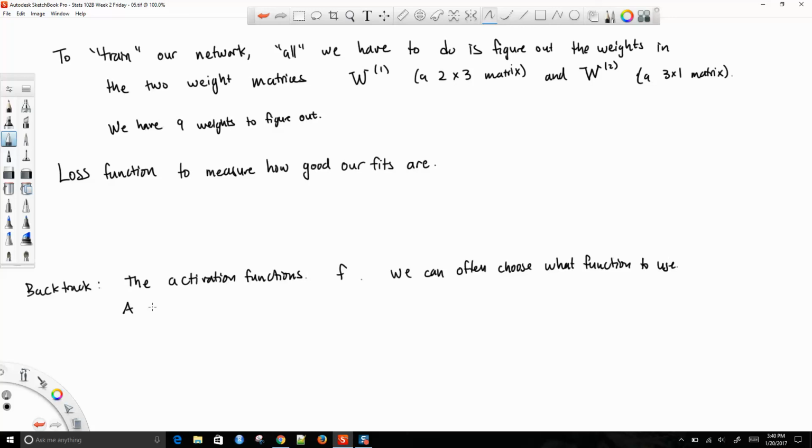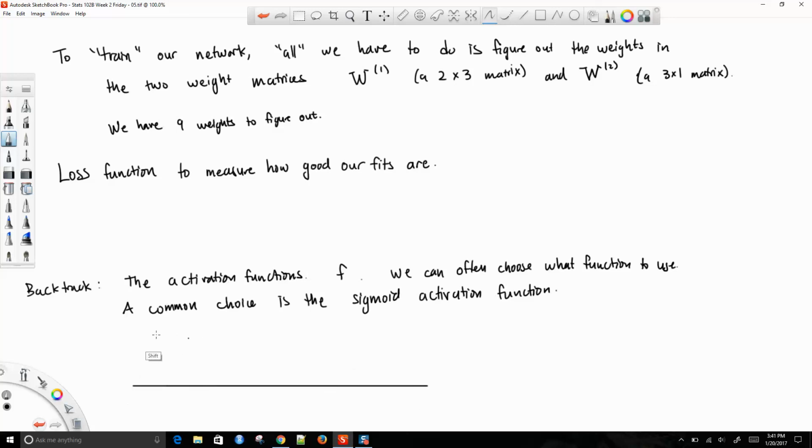I would say a common choice is the sigmoid activation function. And what the sigmoid looks like is it goes from 0 to 1, and it looks like this. Why am I having such a hard time drawing this curve?